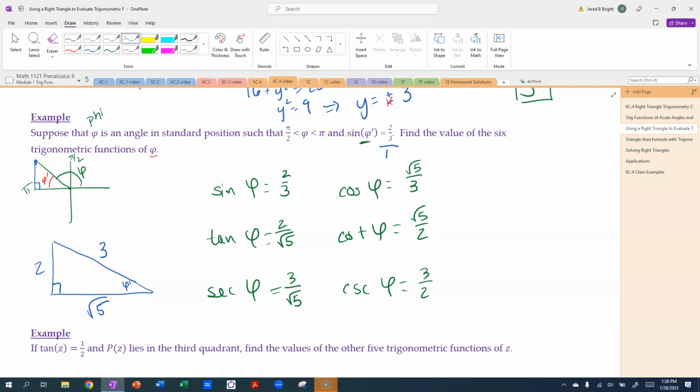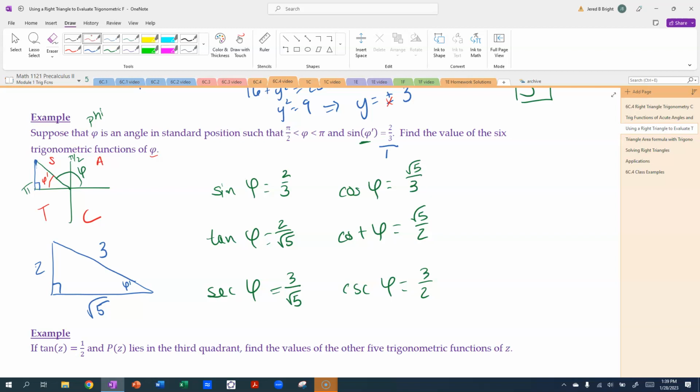Yes and no. These aren't right. Not all of them are right, at least. Okay. Remember that phi is an angle in quadrant 2. In quadrant 2, sine is positive. Remember ASTC. So then sine and its reciprocal should be positive.